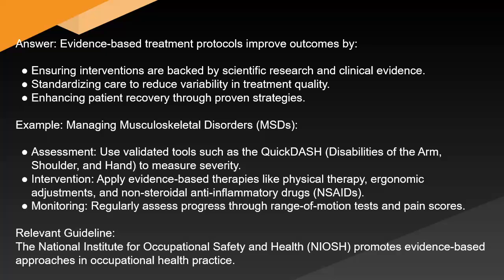Assessment: use validated tools such as the QuickDASH, the Disabilities of the Arm, Shoulder, and Hand questionnaire, to measure severity. Intervention: apply evidence-based therapies like physical therapy, ergonomic adjustments, and non-steroidal anti-inflammatory drugs, NSAIDs. Monitoring: regularly assess progress through range of motion tests and pain scores. Relevant guideline: the National Institute for Occupational Safety and Health (NIOSH) promotes evidence-based approaches in occupational health practice.